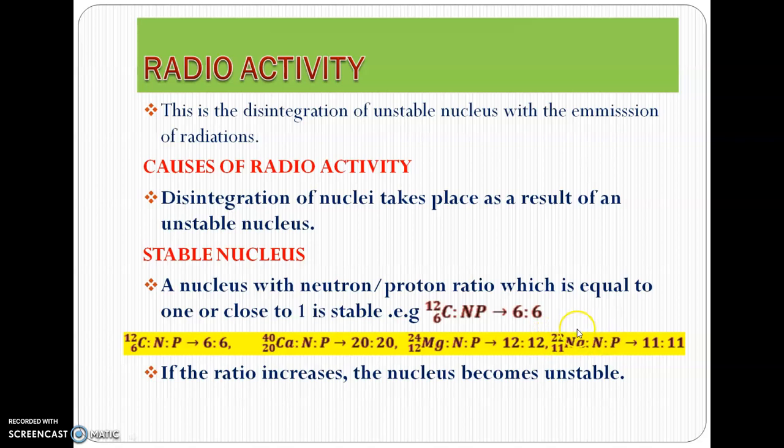Okay, so now we have sodium, with the mass number 22 and the proton number 11. So this one has the ratio of neutron to proton number 11 to 11. So this can be simplified and we're going to have 1 to 1. Now, if the ratio increases, the nucleus becomes unstable.